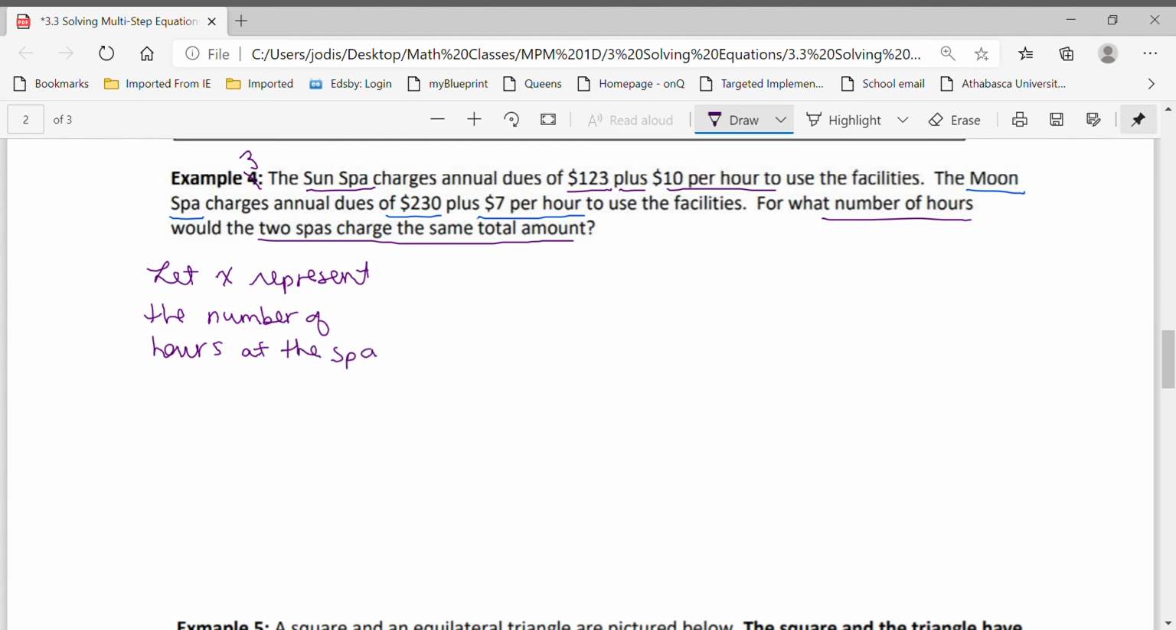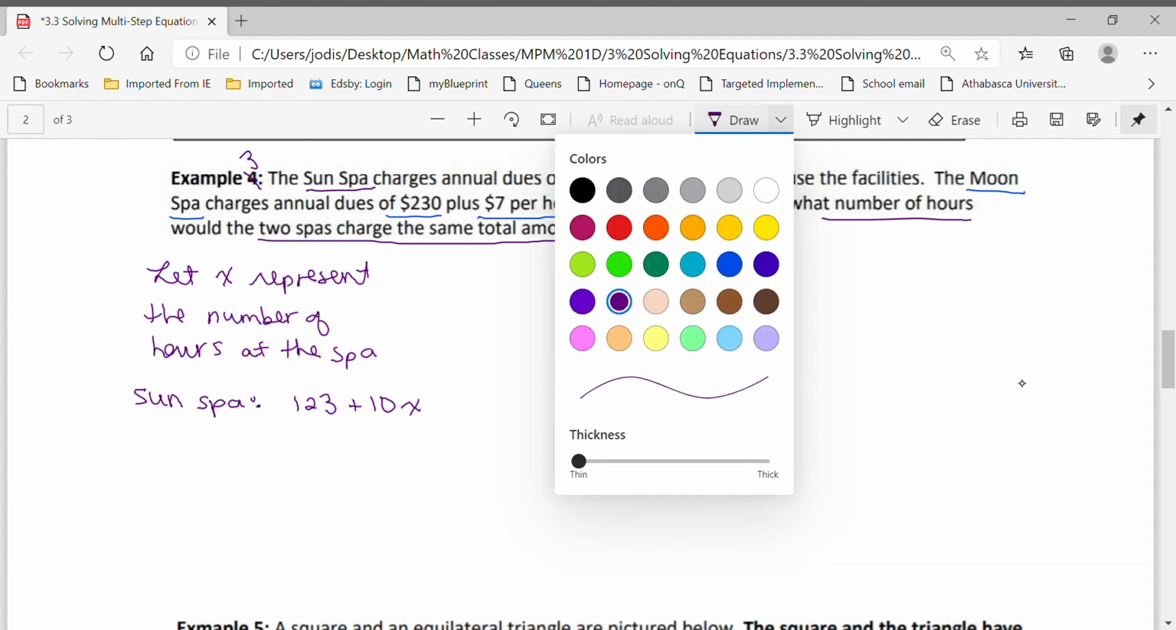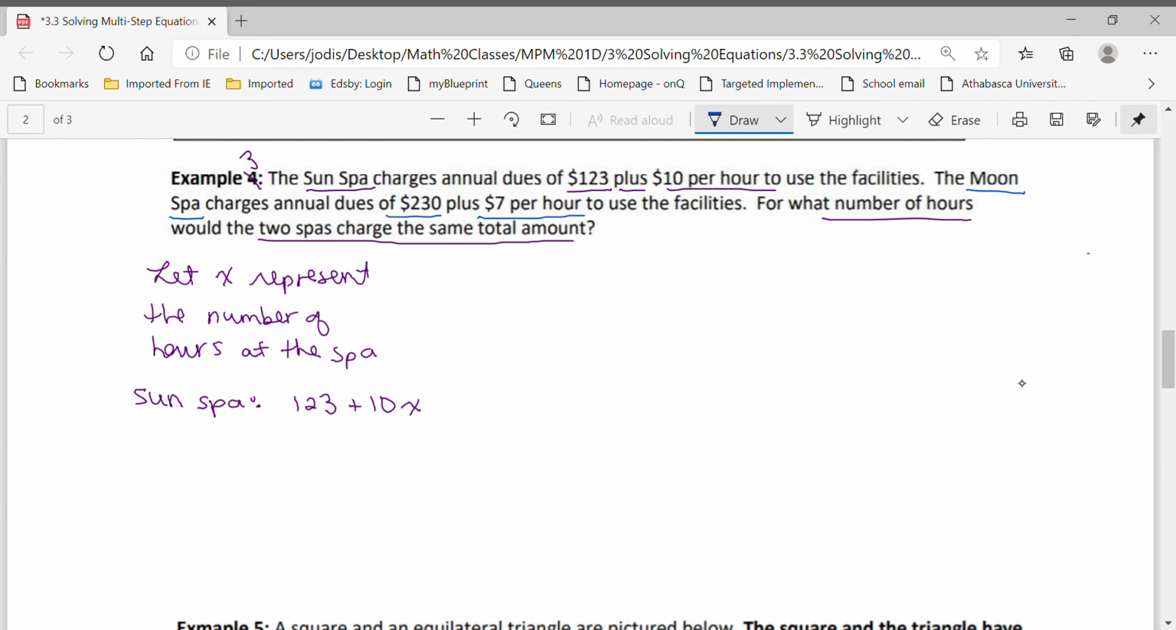Okay. So we're going to need some equations here. So we need one for the Sun Spa. So they said they charge annual dues of $123 plus $10 per hour, right? Sorry, not equations. We need some expressions. And then the Moon Spa, they said that they charge annual dues of $230 plus $7 an hour.